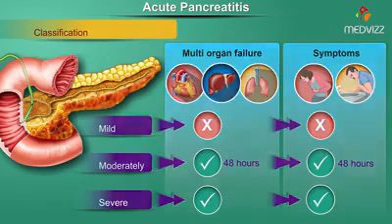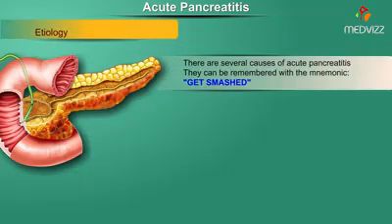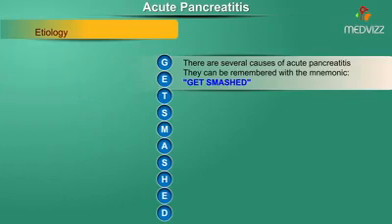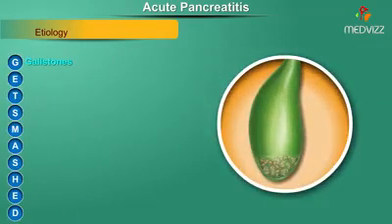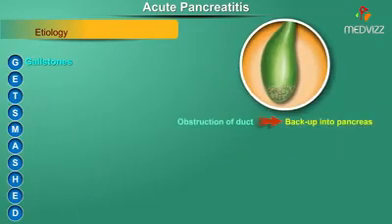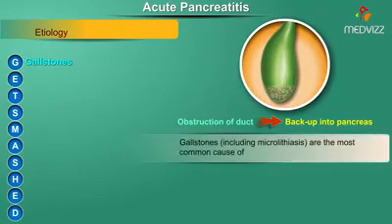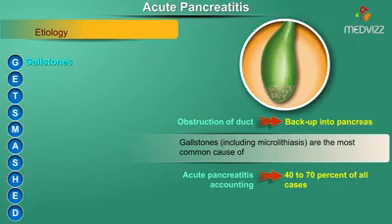Let's talk a little bit about the etiology. There are several causes of acute pancreatitis. They can be remembered with the mnemonic "get smashed." G stands for gallstones, which is obstruction of the duct resulting in backup into the pancreas. Gallstones, including microlithiasis, are the most common cause of acute pancreatitis, accounting for about 40 to 70% of all cases.